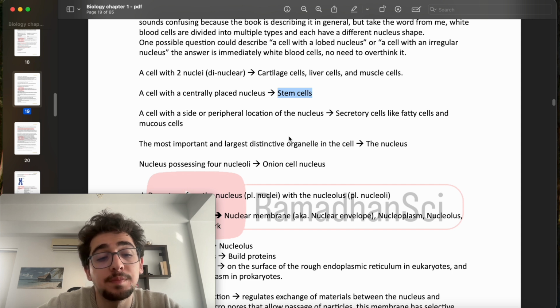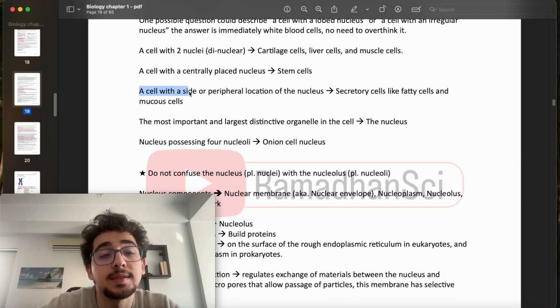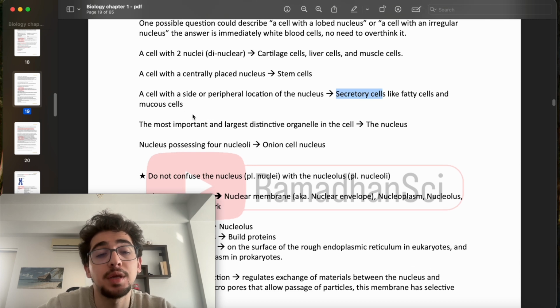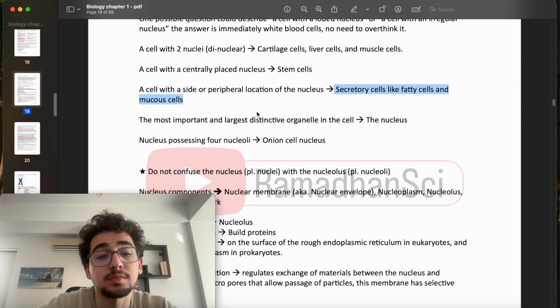Stem cells are undifferentiated cells that can later differentiate into other types of cells. A cell with a side or peripheral location of the nucleus, you will just write down secretory cells, like fatty cells and mucus cells. Again, the questions that you can have here are either a blank question, or give an example for each of the following.